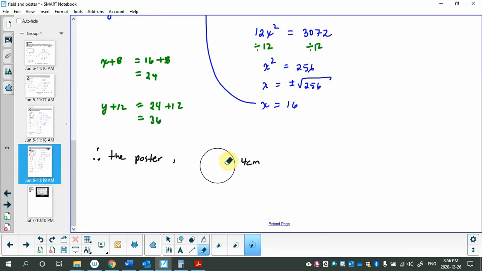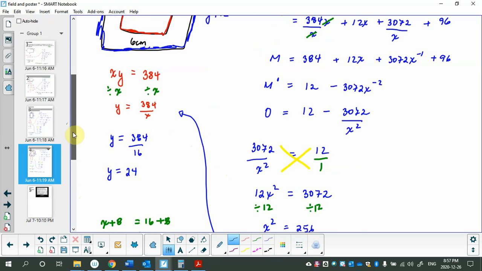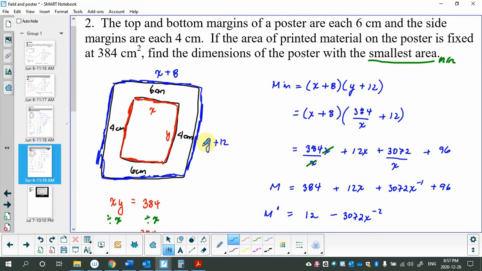Actually, I should be more specific with this one. It was 36 centimeters tall and 24 centimeters wide. And the reason I'm making a big deal about this is because the border was not the same all the way along. So the x plus 8 was this way, and the y plus 12 was this way.